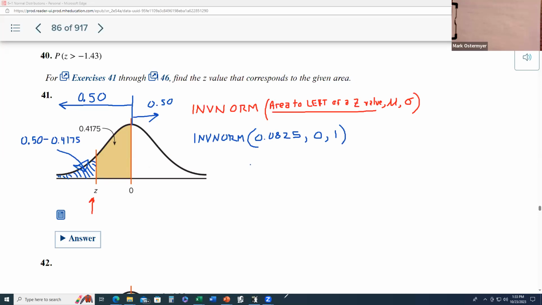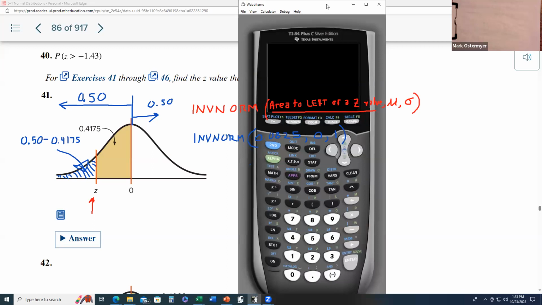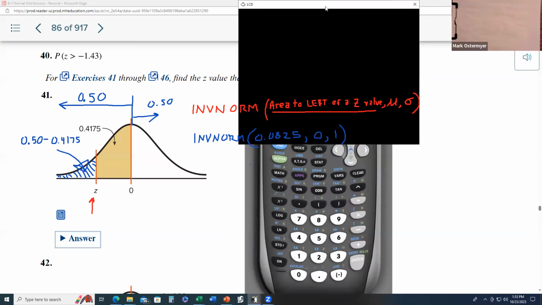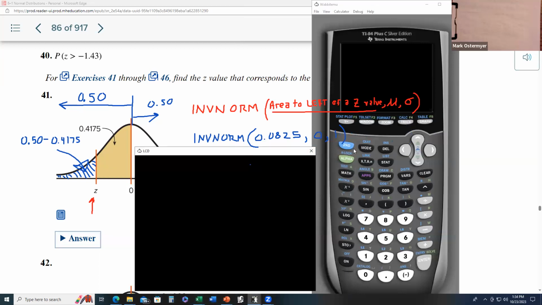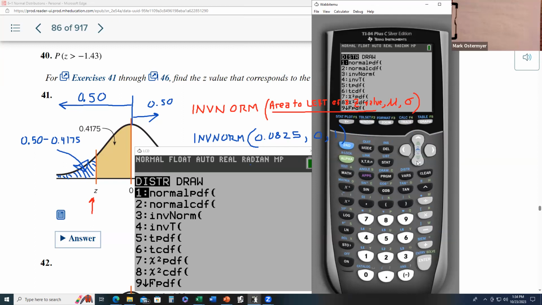So let's go get our calculator now, and let's go see where this function hangs out. All right, let me move this over here. Okay. All right, ladies and gentlemen, to access the inverse norm function, we have to hit the second key followed by the vars key to get into distribution again. But this time we go down and grab the inverse norm function. Inverse norm always finds z-values or values on the horizontal axis.